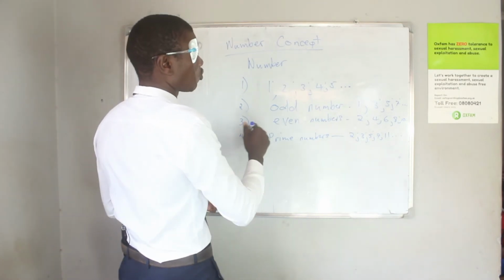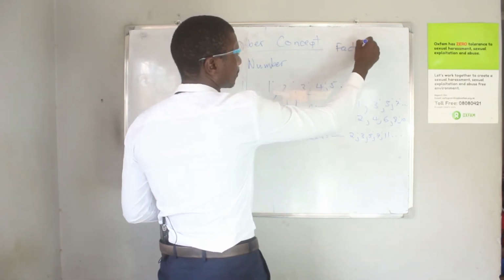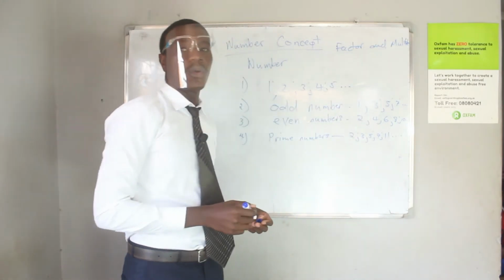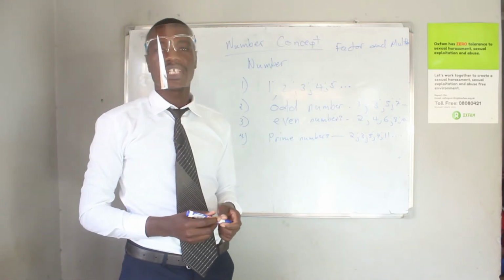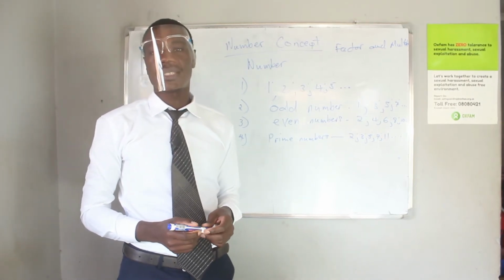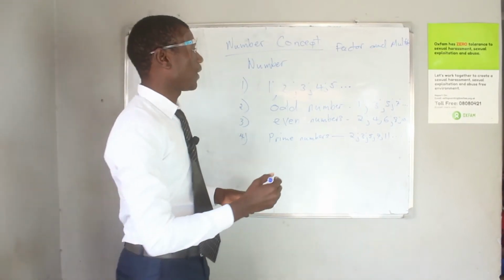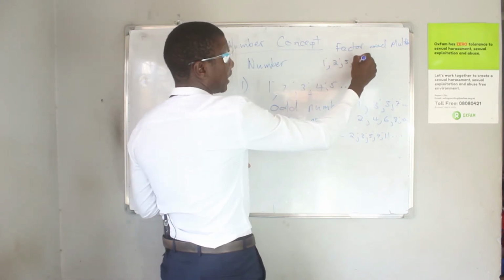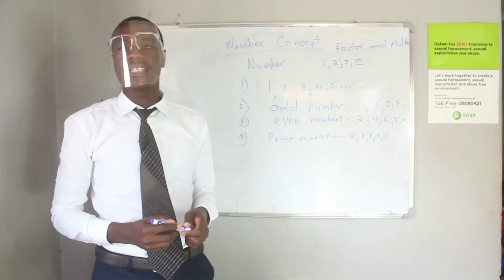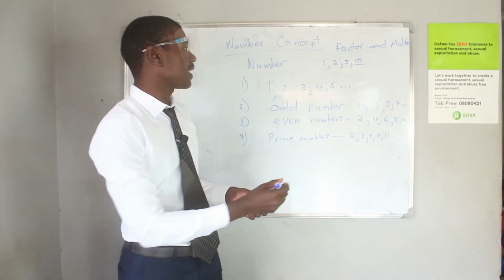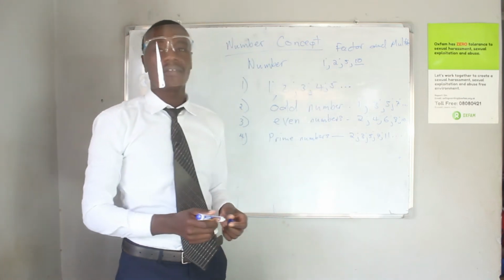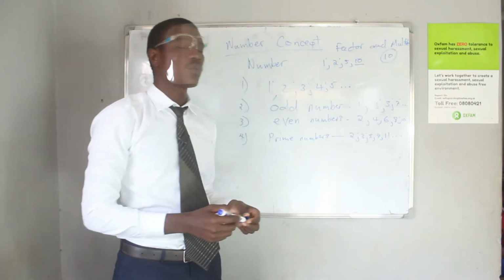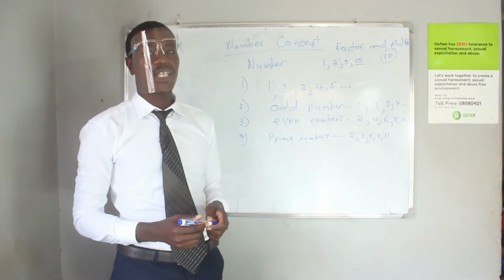Now we need to look at the factors and multiples. All the numbers that are divided into 10 without leaving a remainder are known as factors of 10. For example, 1, 2, 5, and 10. All these numbers are divided into 10 without leaving a remainder. So we say 1, 2, 5 are all factors of 10. So 10 is a multiple of 1, 2, 5, as well as 10 again.